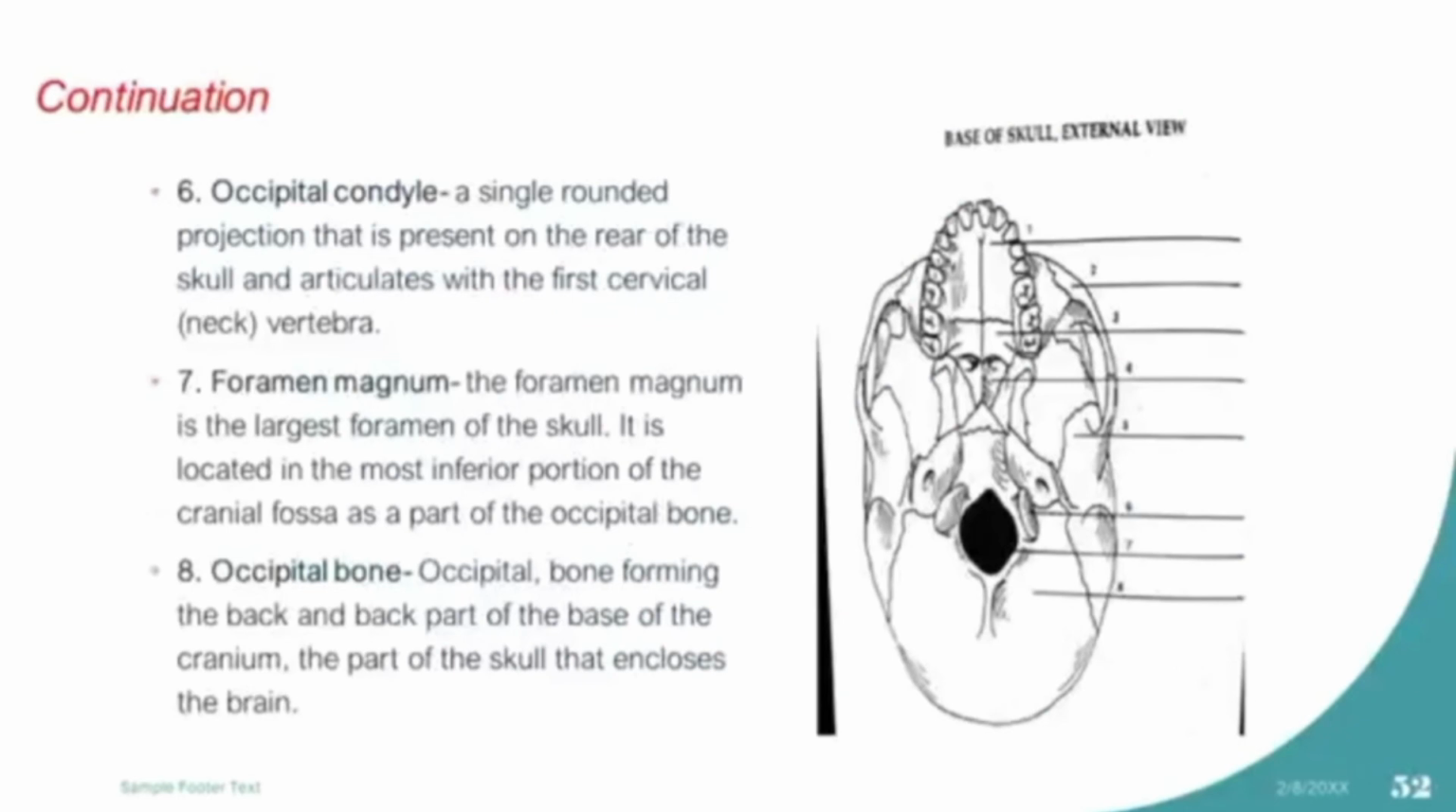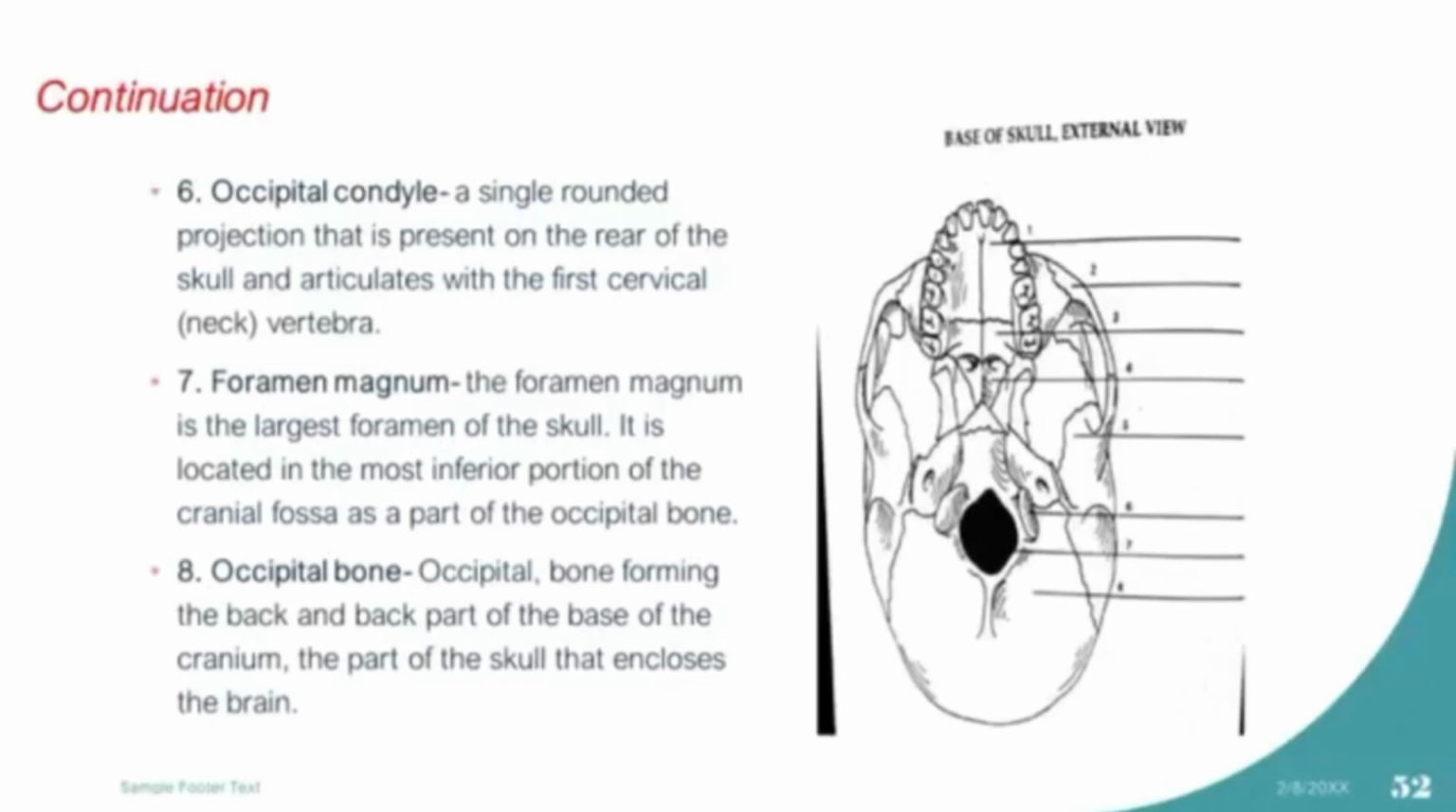6. Occipital condyle, a single rounded projection that is present on the rear of the skull and articulates with the first cervical vertebra. 7. Foramen magnum. The foramen magnum is the largest foramen of the skull. It is located in the most inferior portion of the cranial fossa as a part of the occipital bone.